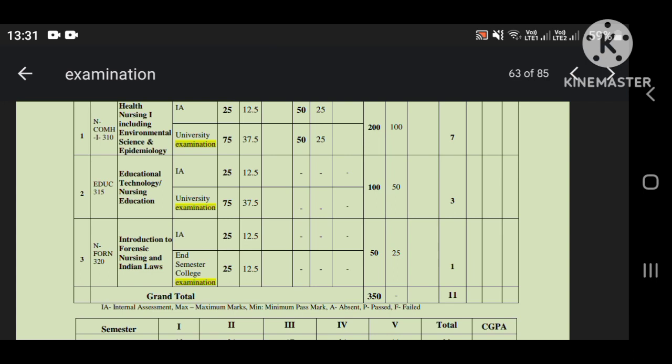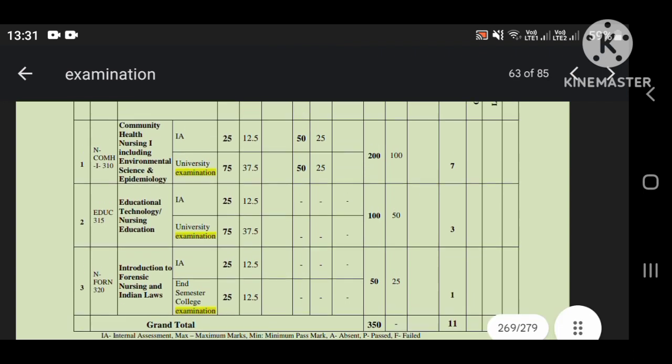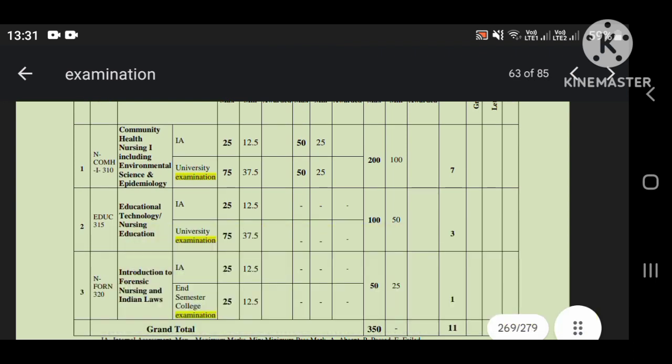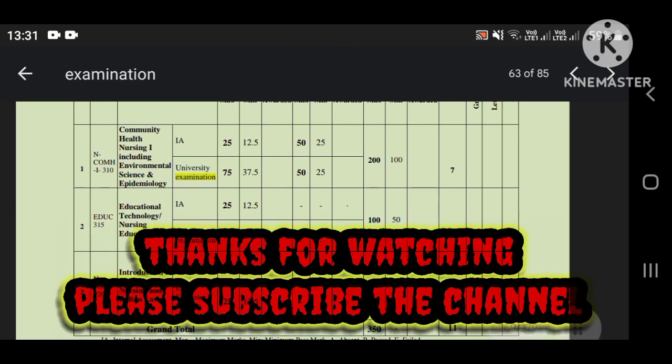For mental health nursing you will be having exam in the 6th semester only. So at the end of the 5th semester you have university examination for only 2 subjects, that is community health nursing and educational technology.